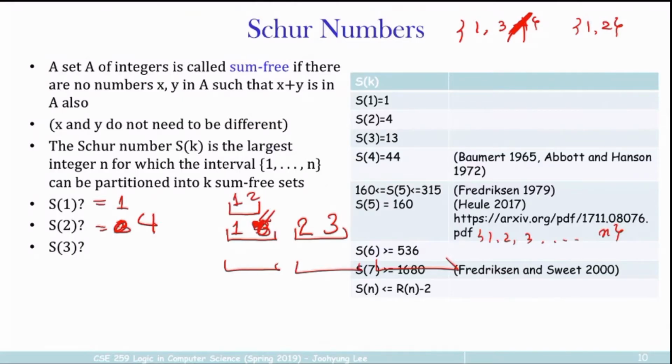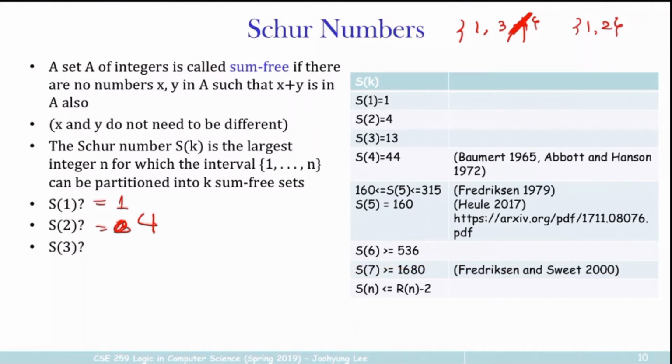So let me show you this table. As you find out, S of 1 equals 1, S of 2 equals 4, S of 3 is actually 13. This is not that difficult. The interesting thing comes from S of 4. S of 4 is actually known to be 44, and this was proven by Baumert in 1965 and Everett and Hansen in 1972. This is a paper that talks about S of 4 equals 44.